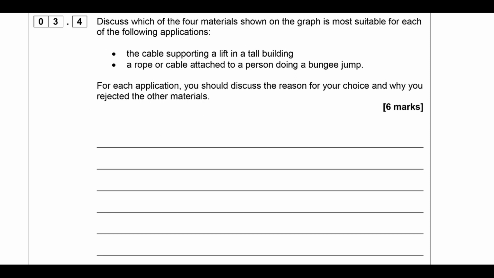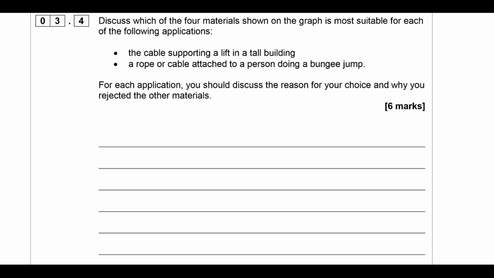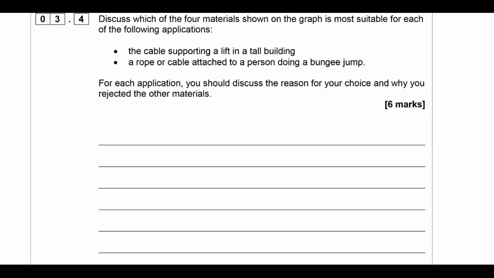Discuss which of the 4 materials shown on the graph is most suitable for each of the following applications. A cable supporting a lift in a tall building, and a rope or cable attached to a person doing a bungee jump. In either situation, we're going to want that material to have a high breaking stress because we can't afford the material to break in either of these two. So we need something with a high breaking stress.